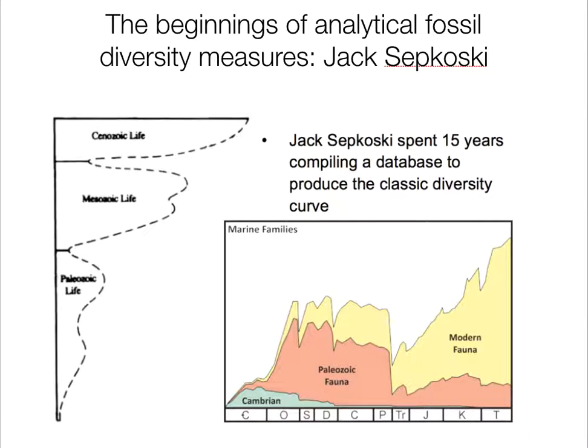Okay, so in between these two things, we have the famous Sepkoski curve. Jack Sepkoski was the first person to really analytically analyze the fossil record in a detailed way. He spent about 15 years compiling a database to produce the classic diversity curve that we've seen a few times in the course already. Here, what you're seeing is the marine families, and it's showing the Cambrian, Paleozoic, and modern fauna.